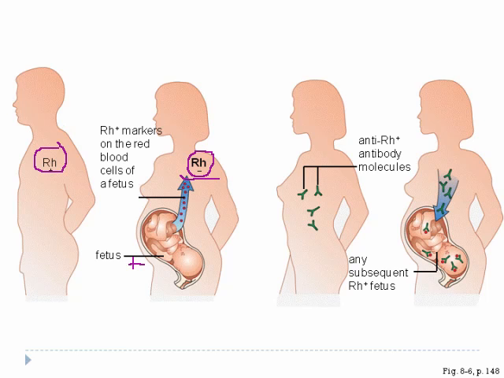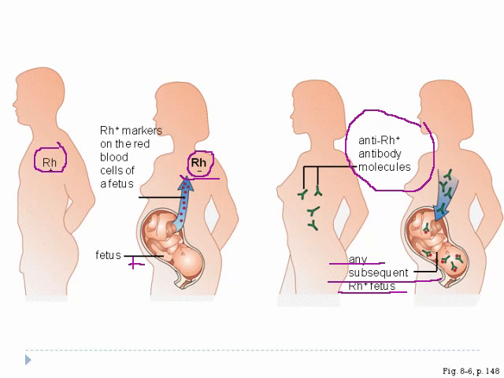Blood, and her body encounters that Rh positive blood, she makes those Rh antibodies. And then those antibodies could really wreak havoc on a subsequent Rh positive fetus. There are drugs that they have developed to try to block that interaction. RhoGAM is a drug that you may have heard of.